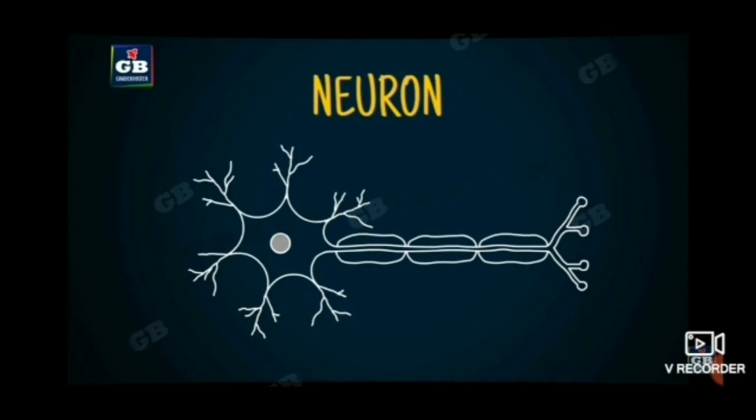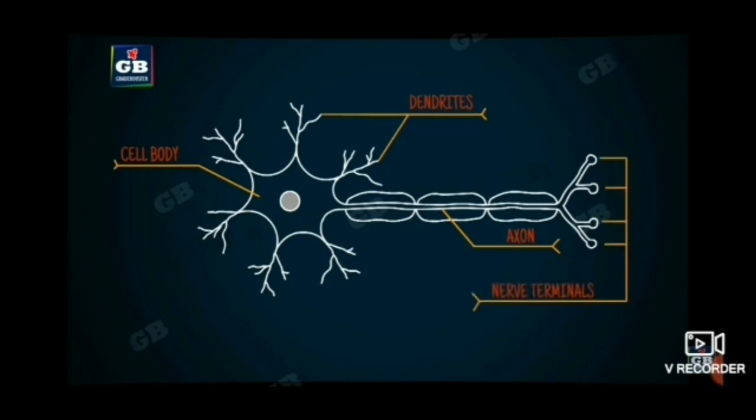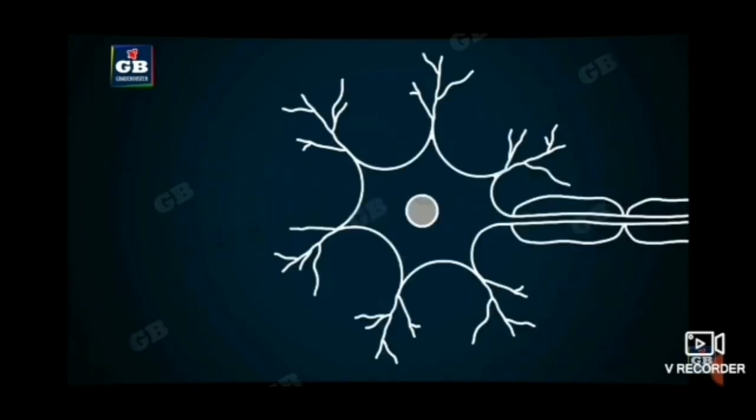Here we have a diagram of the neuron. Let us study the different parts of the neuron. First is the cell body. These are the dendrites, this is the axon, and these are the nerve terminals. Here, this is the cell body of a neuron. We can observe a nucleus in the cell body.